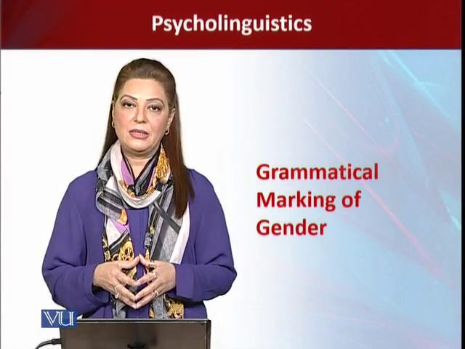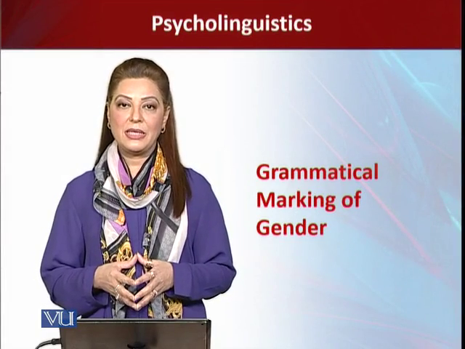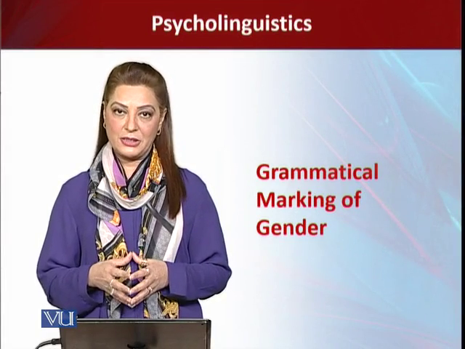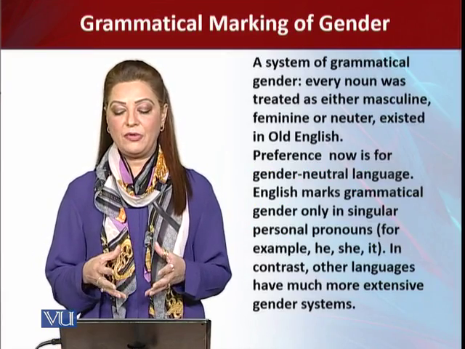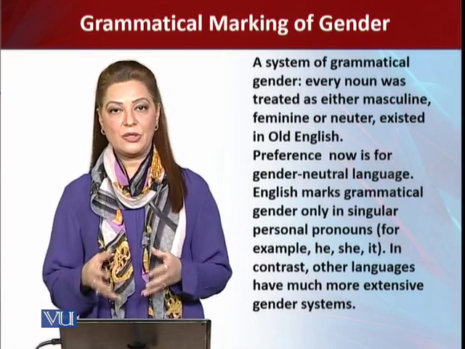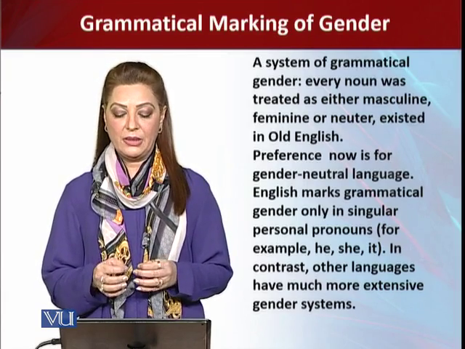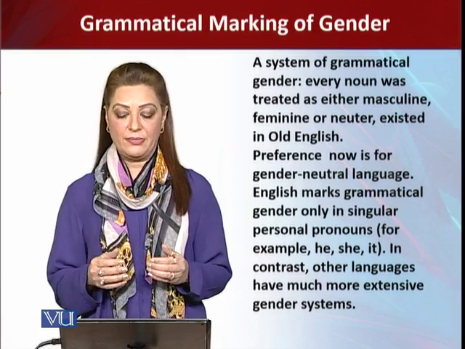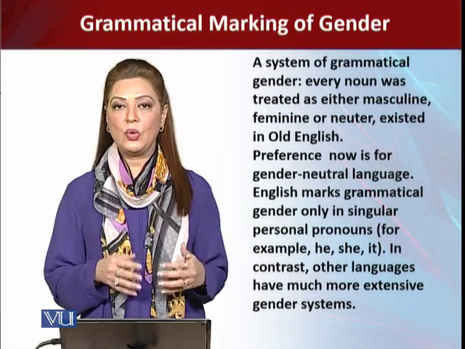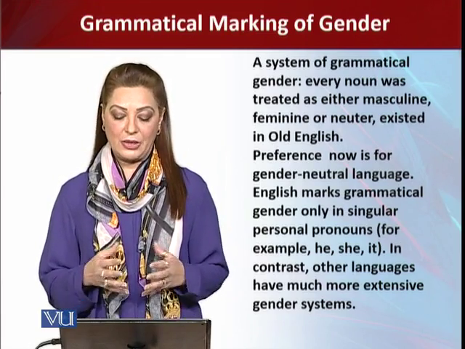After discussing the marking of objects and substances, now we have grammatical marking of gender, a system of grammatical gender. That is also there in the English language. Every noun was treated as either masculine, feminine, or neuter. That existed in the old form of the English language.